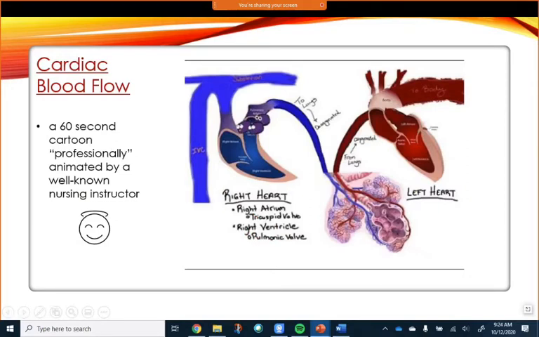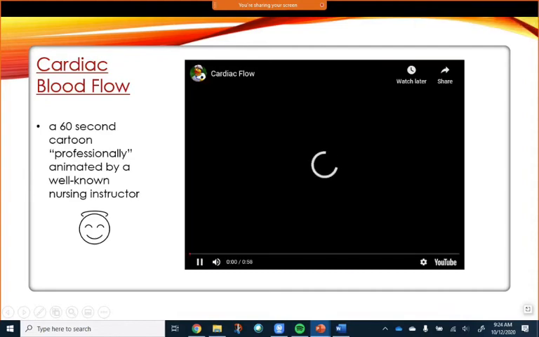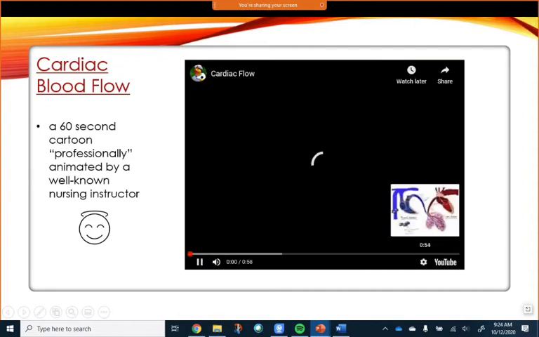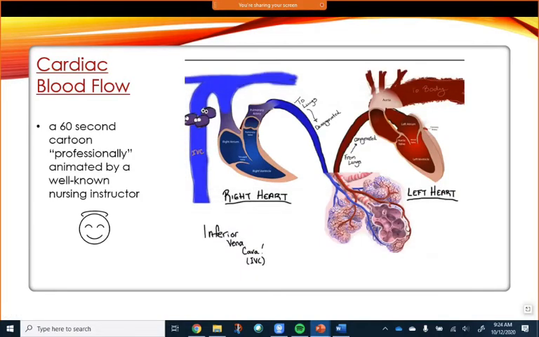I made a little drawing last semester. I don't know if it will play, but it shows the little trip of the blood cells through here. So yeah, I think it does play. There's no sound or anything to it, but you get to watch these little blue red blood cells travel through, and I kind of talk about the anatomy.